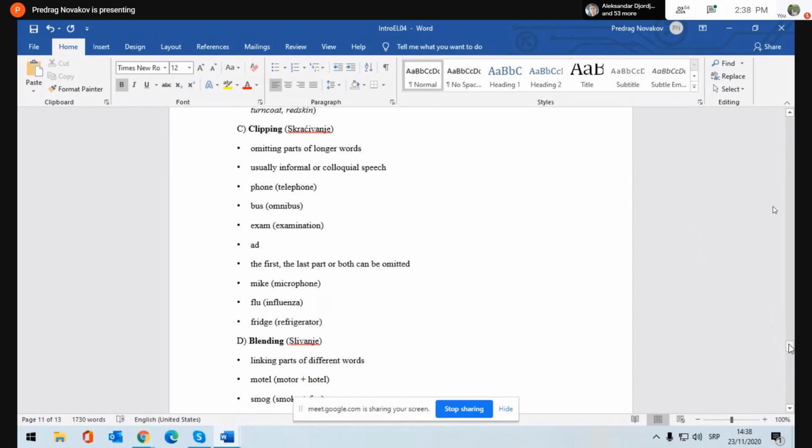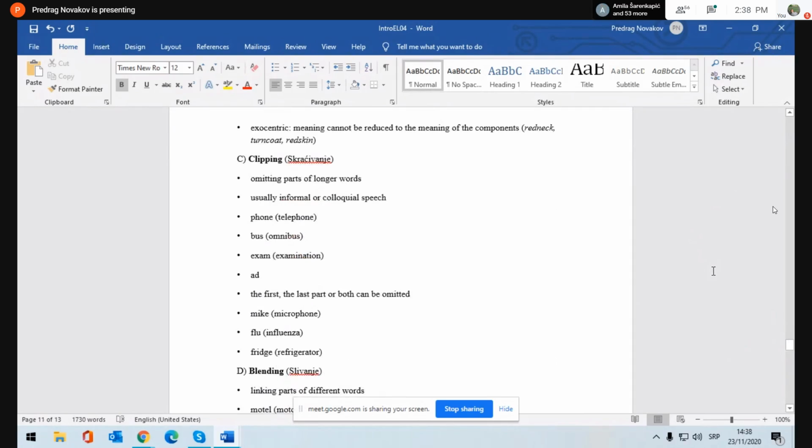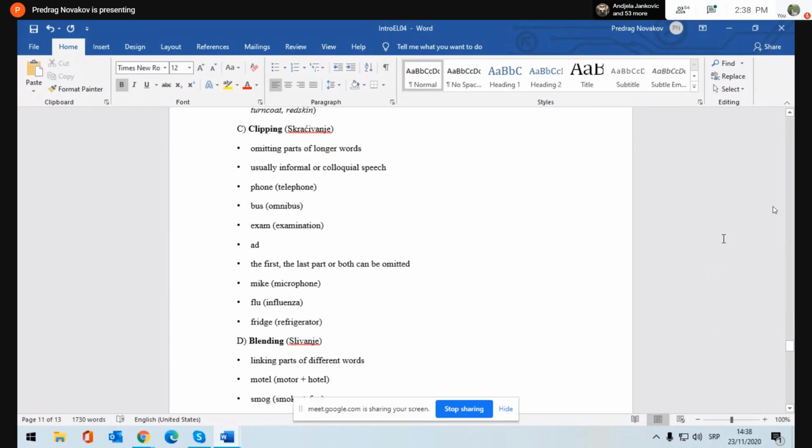Okay, and that's all about compounds. Any questions about compounds or about the specific types of compounds? If not, then we can proceed with the next process. You remember we are discussing word formation: derivation, compounding, now clipping. You should also try to find some association with skraćivanje. If you clip something, you make it shorter.